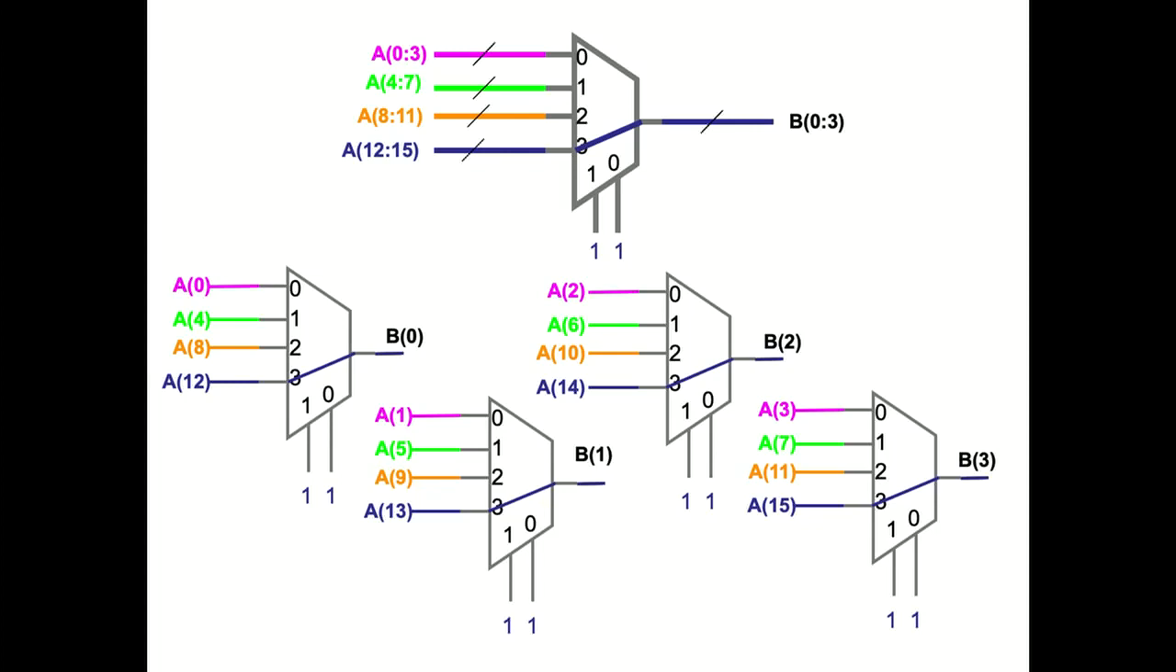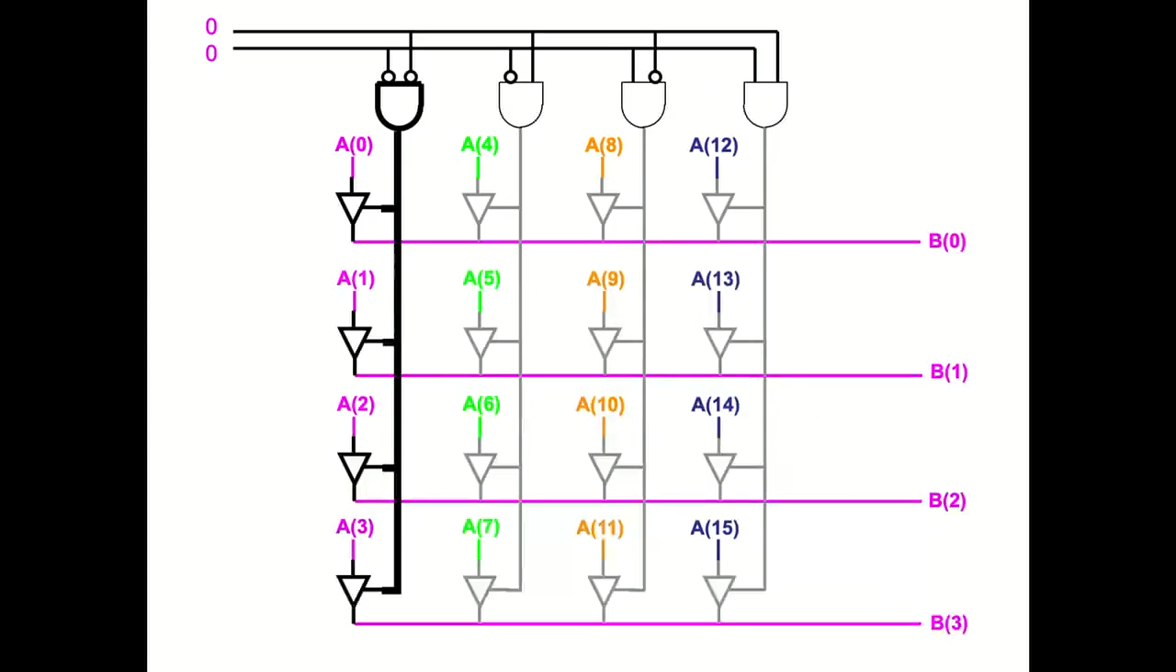Okay, so these are expensive. These, you have four input muxes, right? So can we do it a little bit cheaper? And the answer is yes, if I use tri-state buffers.